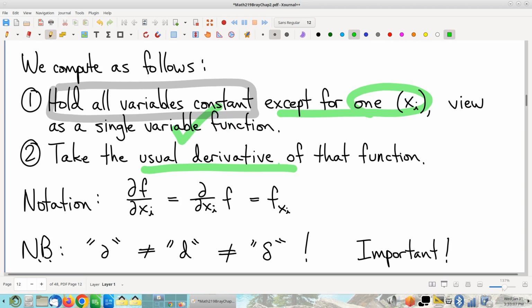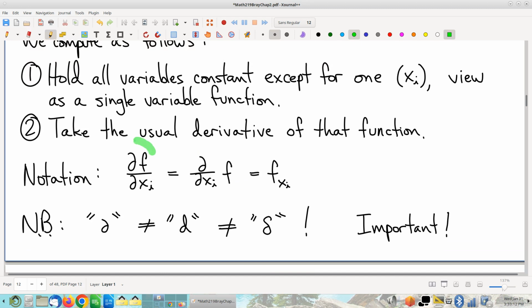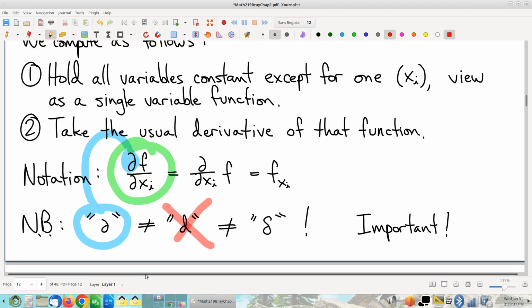Real quick on notation, just so we can get the things written down. Here's the primary notation for partial derivatives. You'll notice that this looks a lot like Leibniz notation, right, for single variable derivatives. One of the big differences being that this symbol is not a D. Very importantly, that is not a D. It looks kind of like a D. It's supposed to be reminiscent of a D, but very importantly, it is not a D. You cannot use a D in place of that symbol. That would mean something different, and it's not allowed.